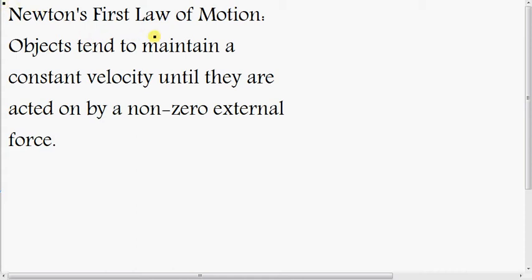Here's a video discussing Newton's first law of motion, and I've taken a step away from the traditional definition. Let's take a look at it. Objects tend to maintain a constant velocity until they're acted on by a non-zero external force. The traditional example talks about how a stationary object acts, as well as how a moving object acts. But in essence, they act the same way.